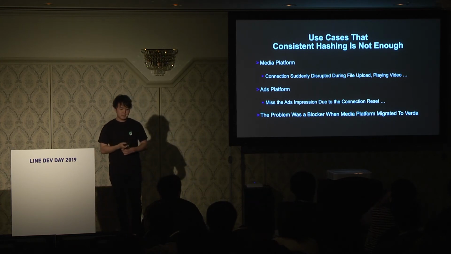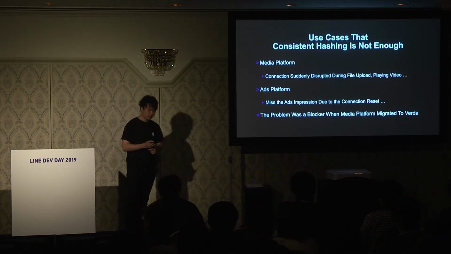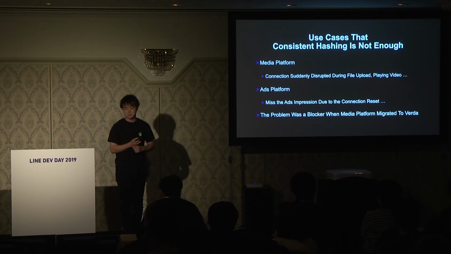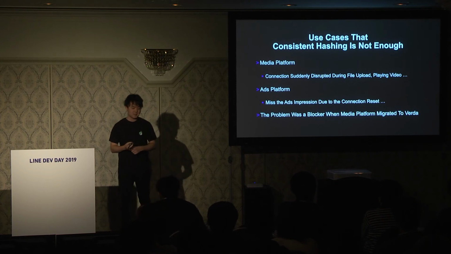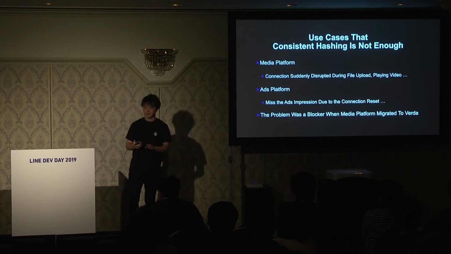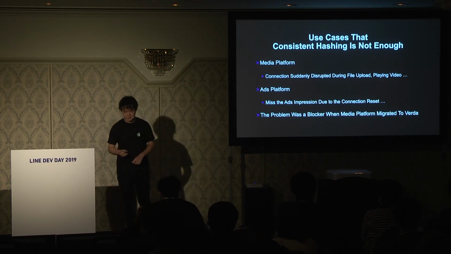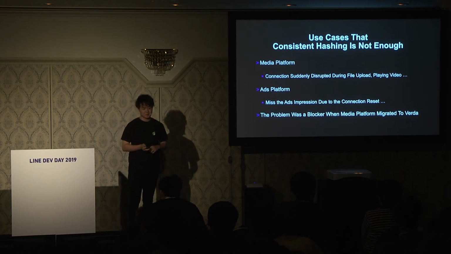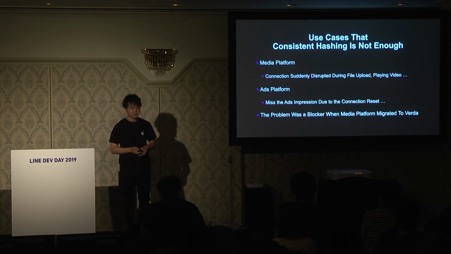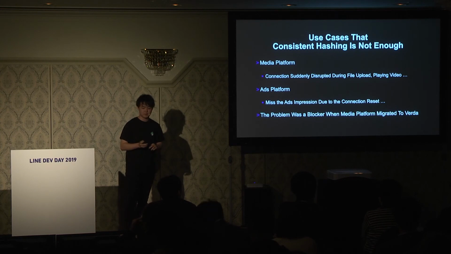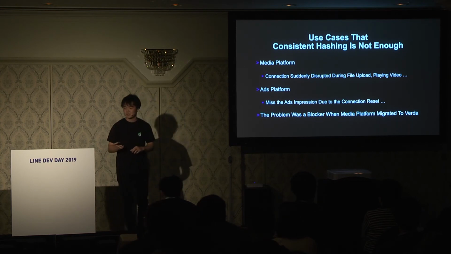One is the media platform application, which handles media, video, and images of the LINE application. For instance, when you try to upload images in LINE and the connection is cut all of a sudden, you cannot do it. And if you are watching a video and the connection is interrupted, the video stops. You don't like that, right? So we want to avoid this situation. We need more than consistent hashing.